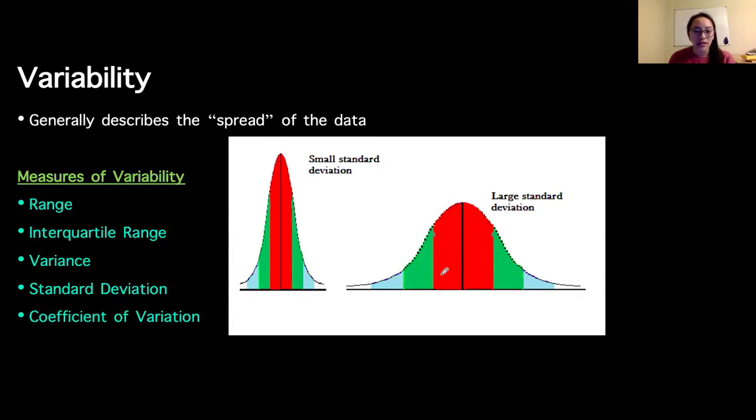Okay, this is just representing what different spreads might look like, right? So this would be a larger standard deviation, meaning that the first standard deviation is further away from the mean compared to something that maybe has a smaller standard deviation, okay? But we'll go through each of these one by one. We'll start with the range first.